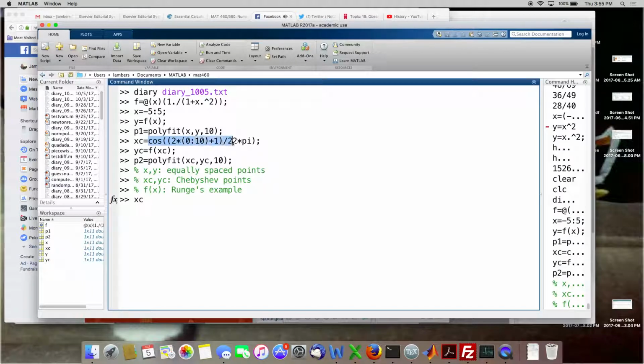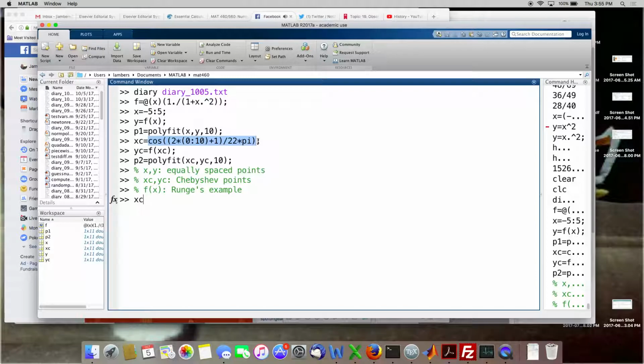Now these are the roots of the 11th degree Chebyshev polynomial, and I need 11 points because I want a degree 10 polynomial in both cases. And then I plug it into f and get that interpolating polynomial using polyfit. But I just realized I messed up, because these Chebyshev points all fall within the interval -1 to 1, because they're cosines of various values.